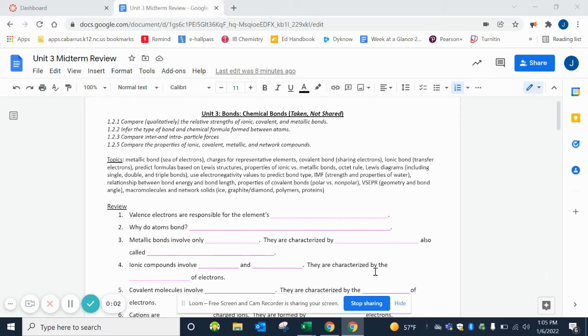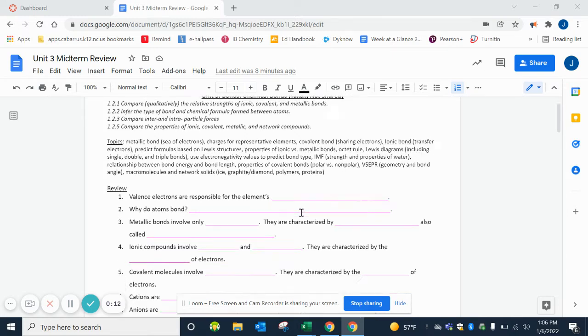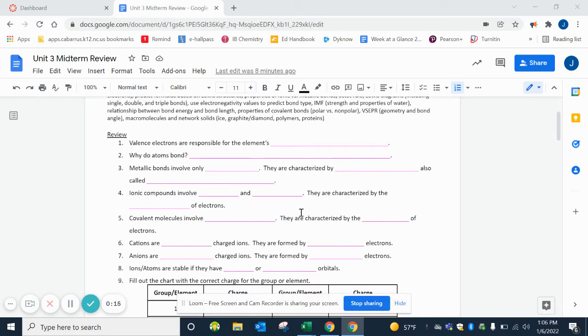Okay, our last unit to review is Unit 3, Bonds. Make sure you read over the objectives and the topics, if we're going to go over the fill-in-the-blank review here.